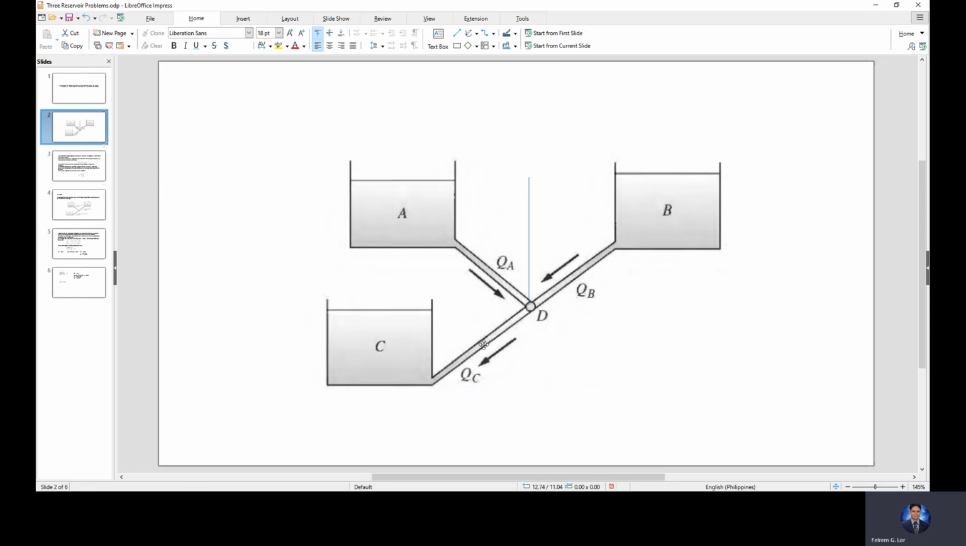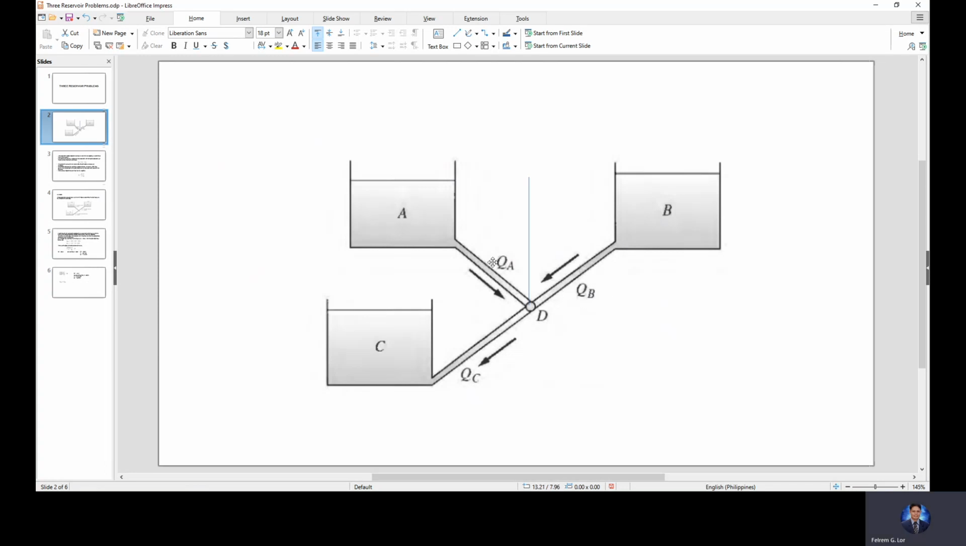And then we compare the Q of C to the Q of B. Okay? If the Q of B is equal to the Q of C, our assumption is correct: there is no water flowing at pipe A.